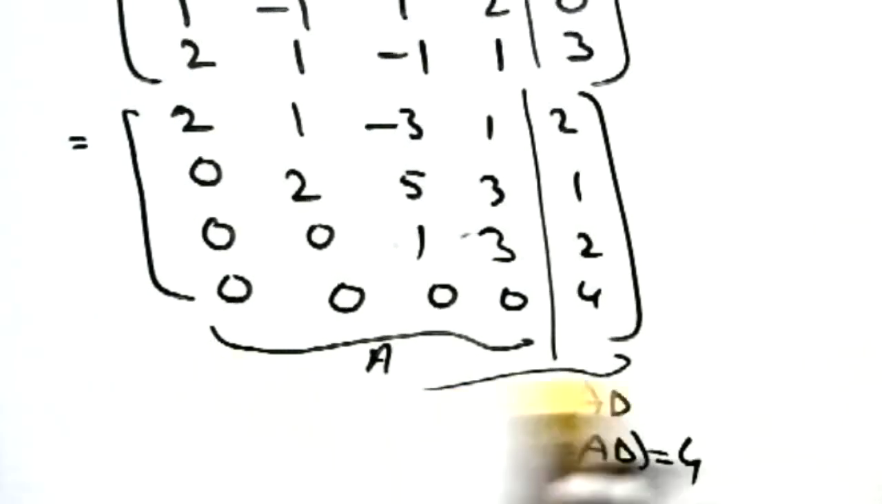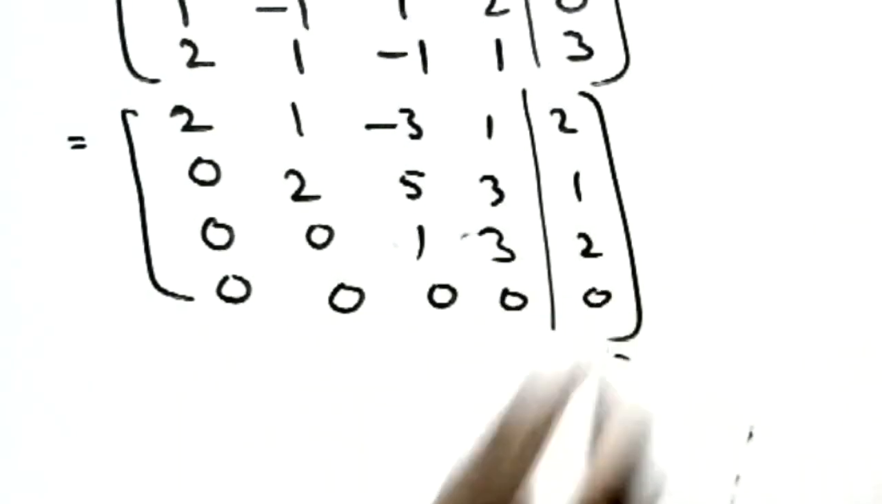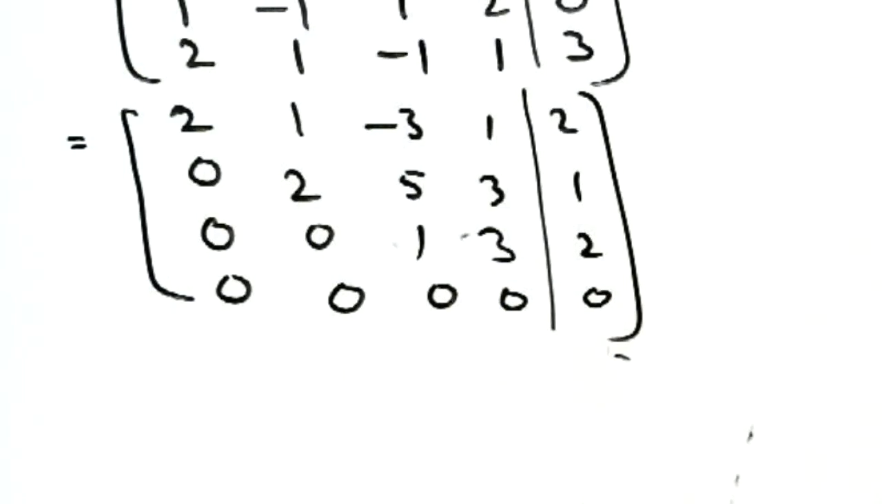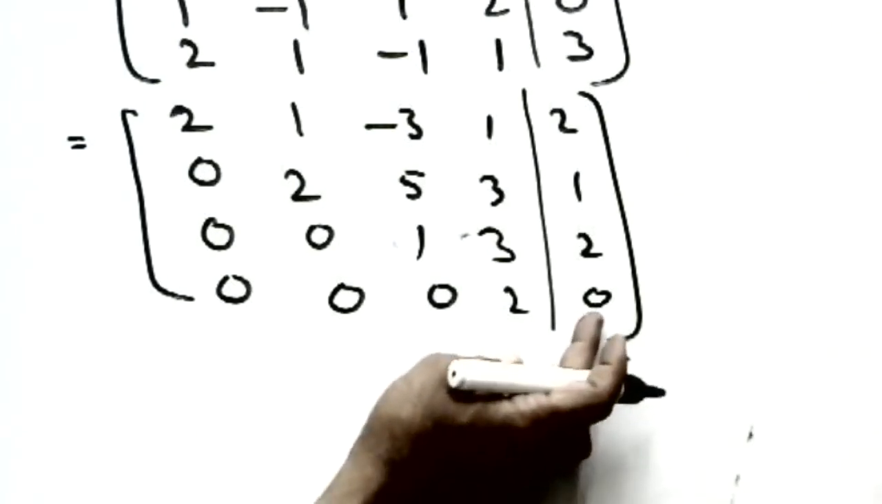Rank of A is 4. I am just explaining how it changes. Okay. Suppose we have 0 here also. Then we say the rank of A is 3. The rank of AD is also 3. Suppose we have a number here too. Now what is the rank of A? 4. The rank of AD will also be 4.